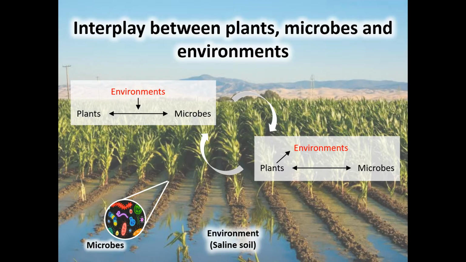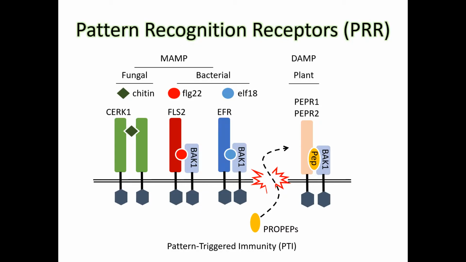So earlier, Jessica made a very nice introduction on PTI, and then Paul and Nico introduced what patterns and receptors are. So I'll go through this really quickly. The plant's pattern-triggered immunity starts with the recognition of patterns, such as bacterial patterns, FLAG22, ELF18, and plant-derived patterns, such as PEP. And these patterns are recognized by pattern recognition receptors, or PRR, and together with the co-receptor BAK1 will lead to the activation of defense genes.